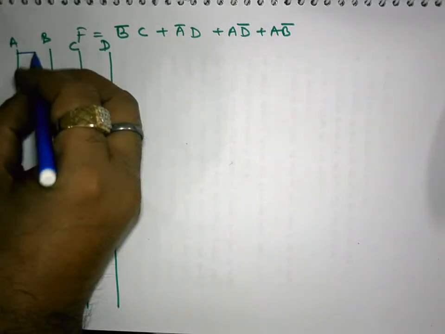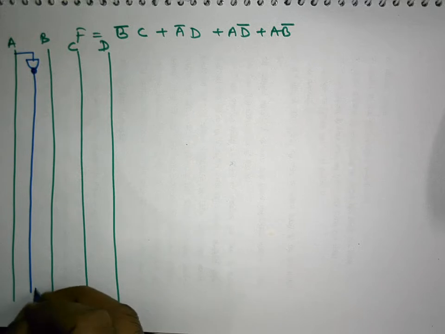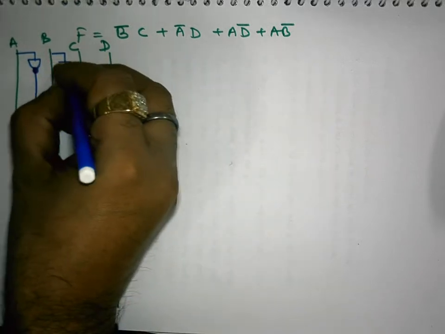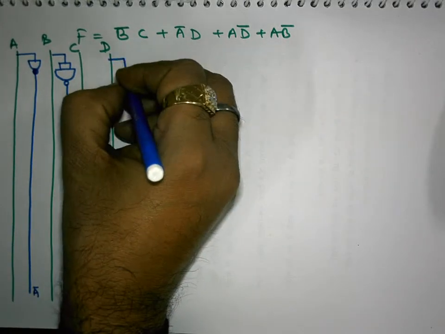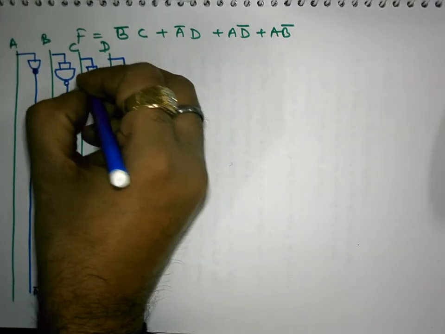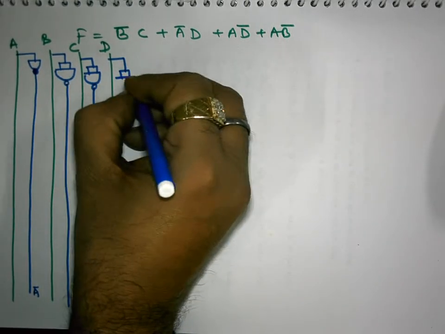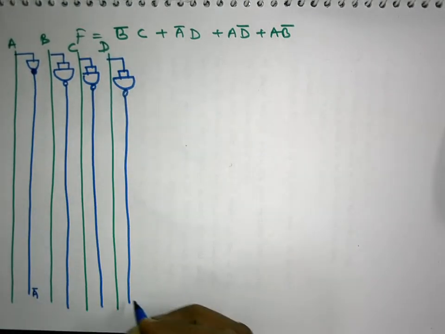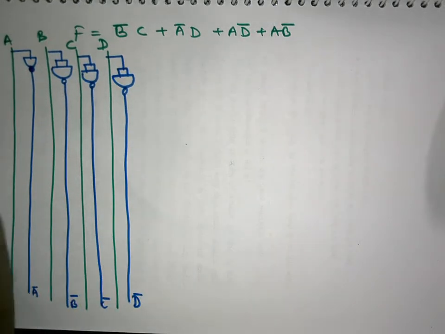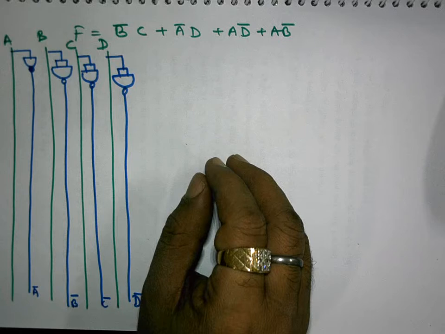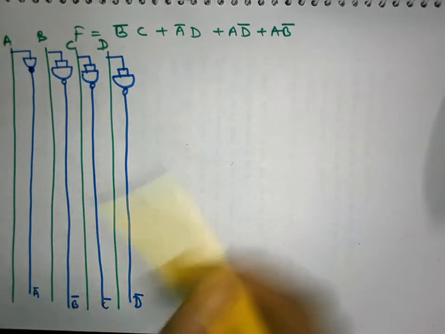Okay. So this is the A bar line. This is B bar line. This is C bar line, and this is D bar line. This will prevent you from any confusion while connecting the lines.